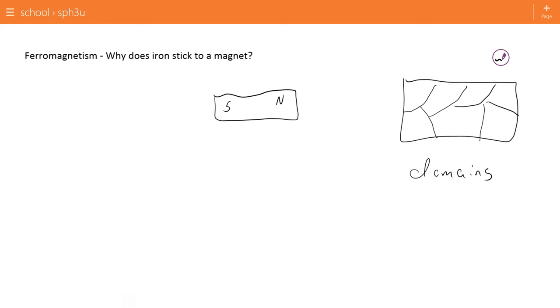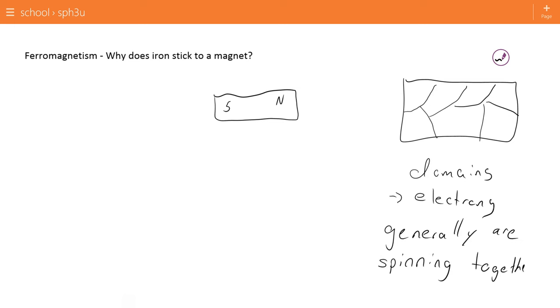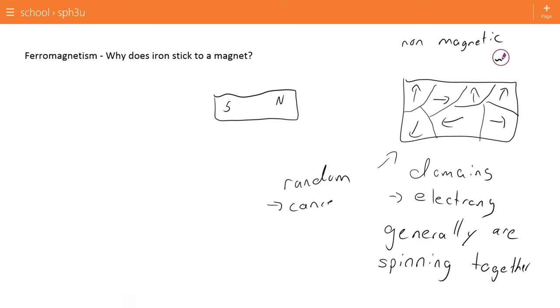And what's important about these domains is that the electrons in them tend to be doing the same sort of thing. So the electrons generally are spinning together. In a normal non-magnetic piece of iron, the spin of these electrons is oriented in a completely random way. And so any magnetic effect that could result from those spins cancels out, and so we see no magnetism.